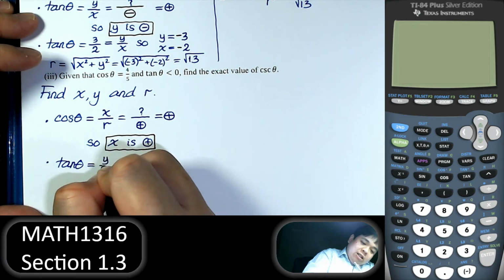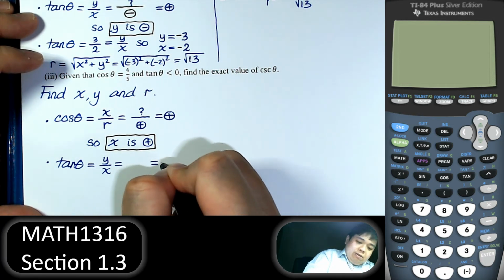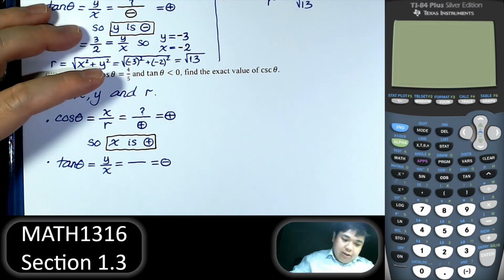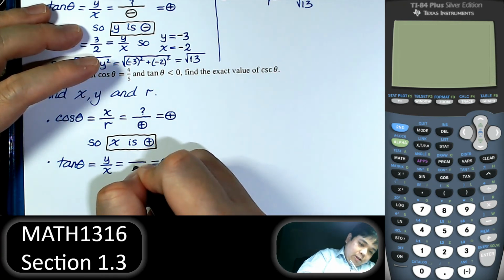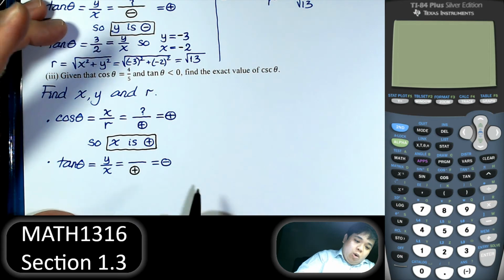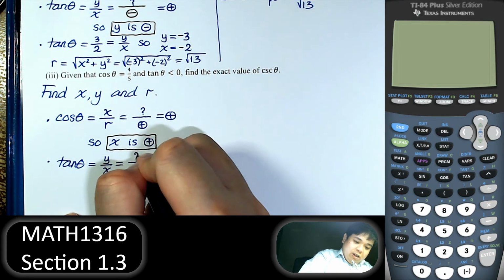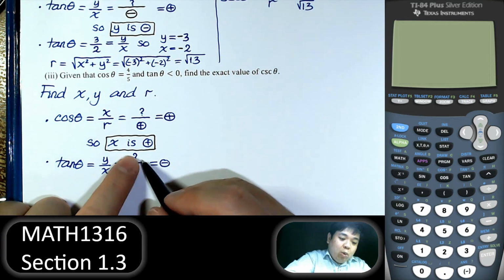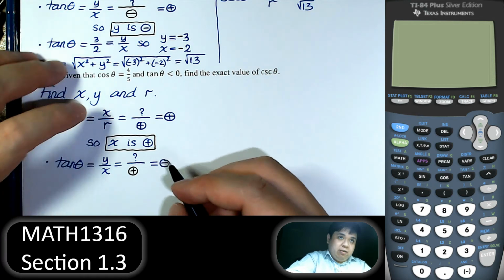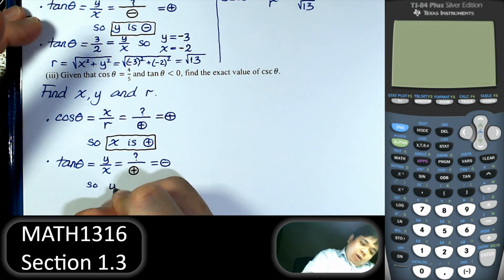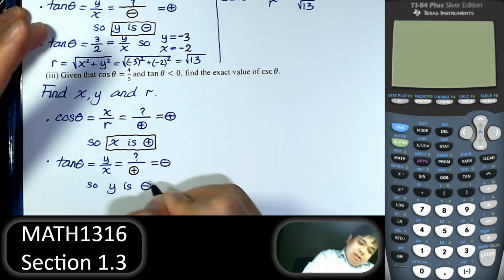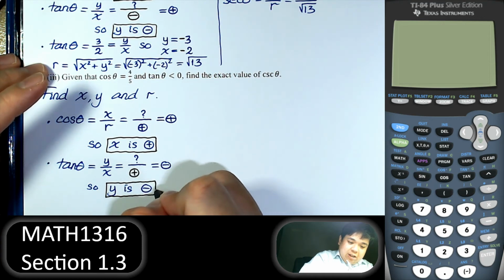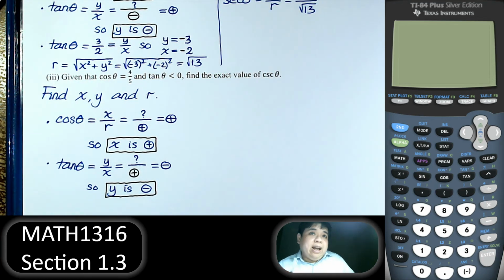Now, everything that we need to account for is here. Tangent is y over x, and it is negative. We know now that x is positive. So what is the sign of y? If x is positive, then y has to be negative if the ratio is negative. So y is negative. We know r is always positive, so we don't have to worry about that. Right, so we know the signs. Now the values.